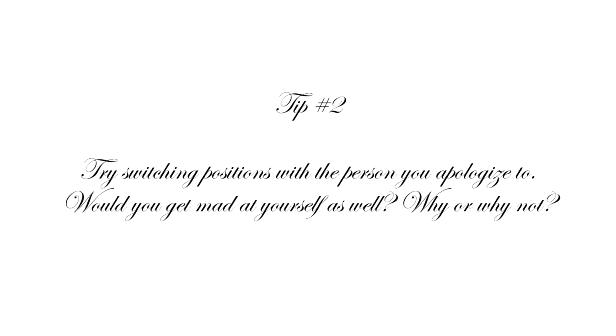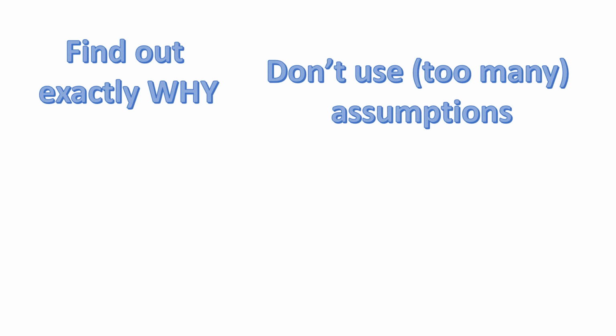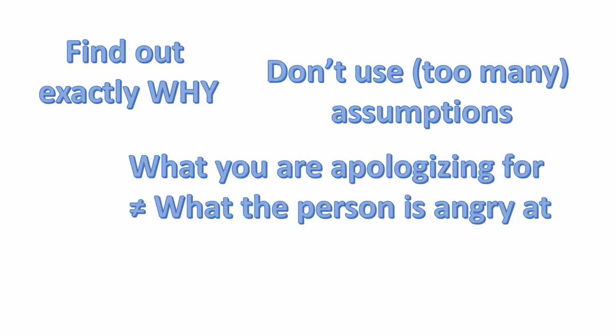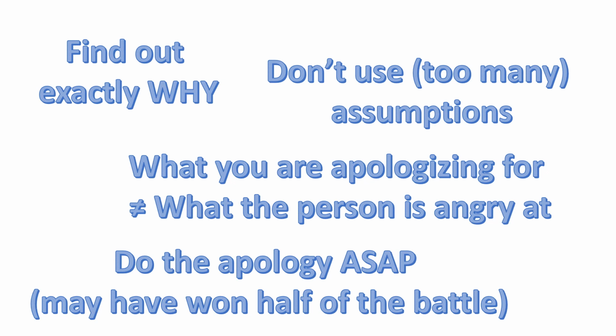For tip number 2, try switching position with the person you are apologizing to. Would you get mad at yourself? Why or why not? So basically over here, we are trying to find out if the person is mad at you and exactly why. Don't use too many assumptions, because many times what you are apologizing for, it's not what the person is angry at. So we need to find that out. And time is also essential. Do the apology as soon as possible once you find out.